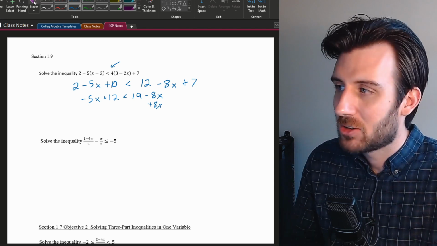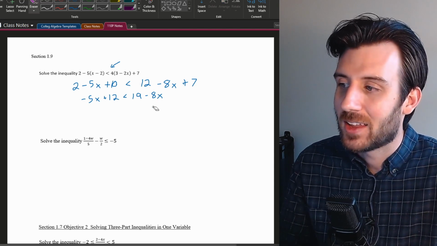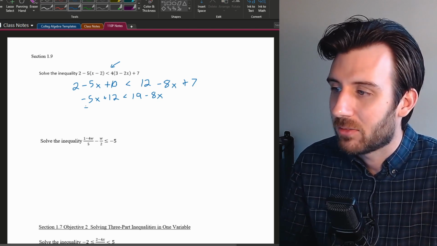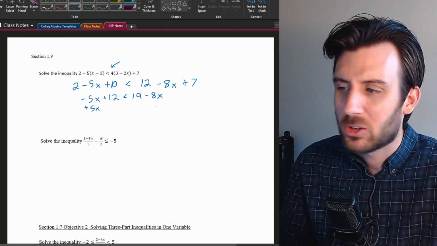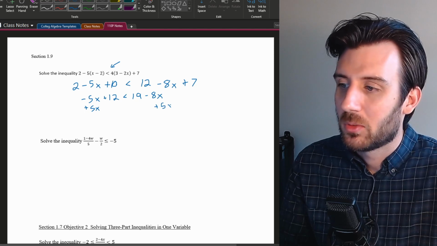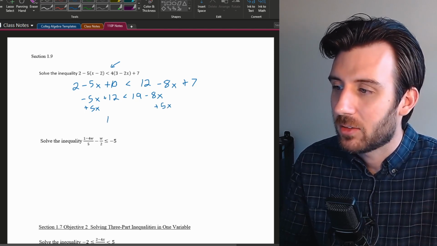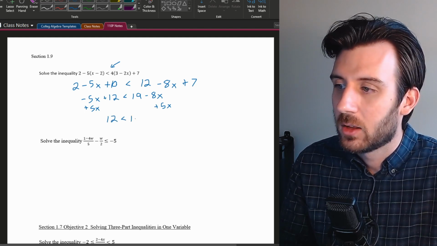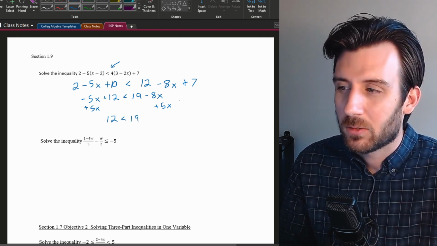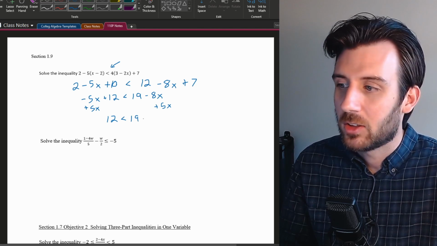Or actually, for demonstration purposes, I'm going to choose instead to add 5x to both sides. So let's add 5x to both sides. You could do either, but I'm going to show you how we're going to practice with flipping the inequality in a moment. So we add 5x to both sides. That leaves me with 12 less than 19, and then -8x plus 5x gets me a -3x.